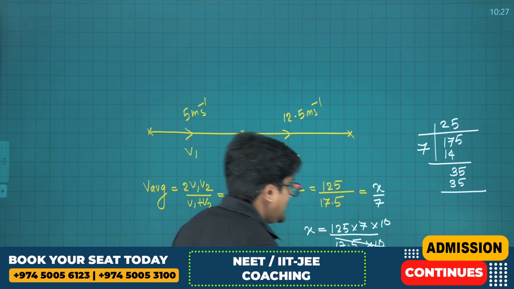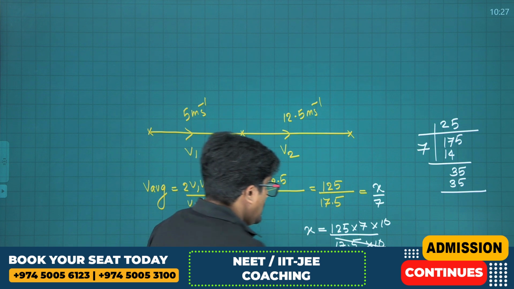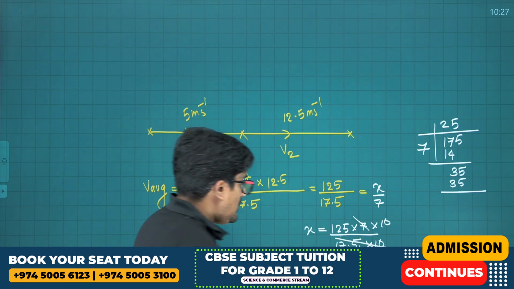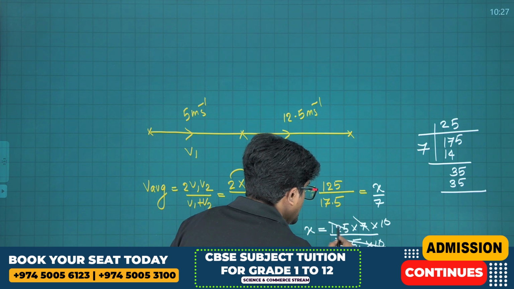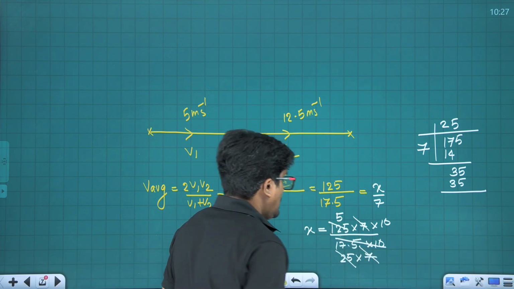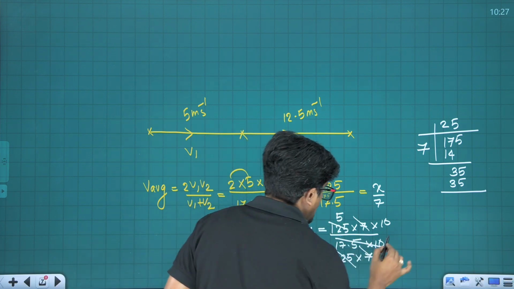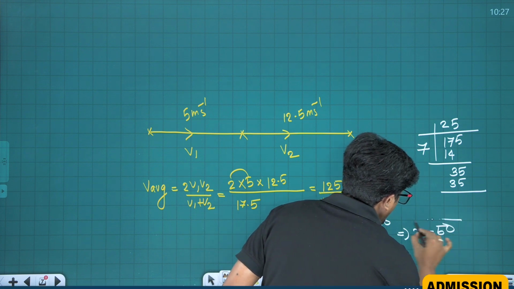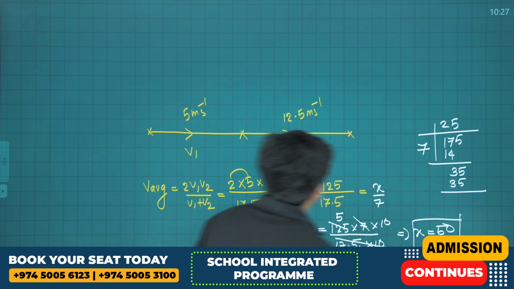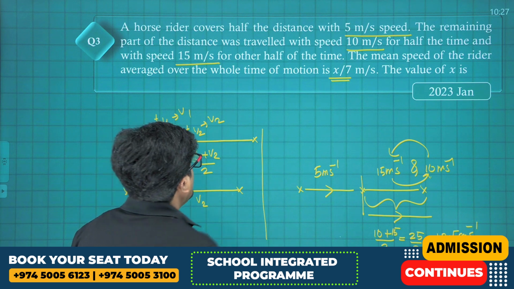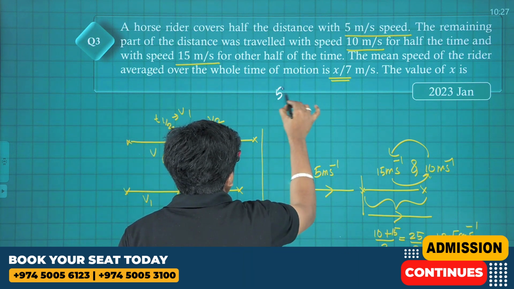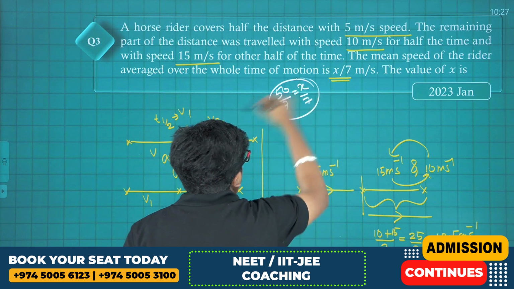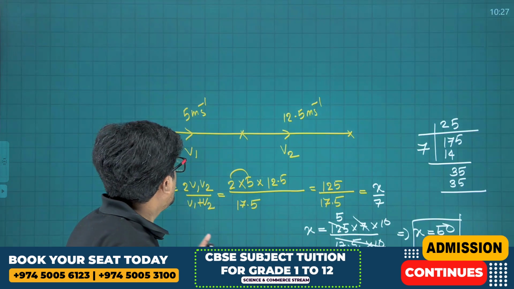25 into 7. Okay, so this one and this one will cancel each other. So here this is going to be 5. Now what is the value of x? Now I can say that x is equal to 50. X is going to be 50 here, fine. So I can mark it as 50 by 7 equal to x by 7. I believe that was okay with you.